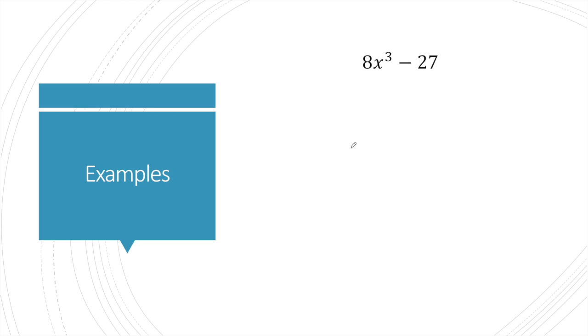Next, I have 8x cubed minus 27. This is a difference of cubes. And if I have a difference of cubes, a cubed minus b cubed, that's going to factor into a minus b times a squared plus ab plus b squared. So this is an example where we just determine what our a is going to be and our b, and then we substitute in.